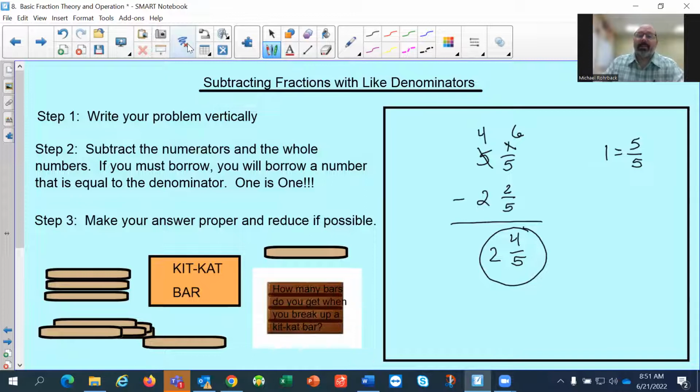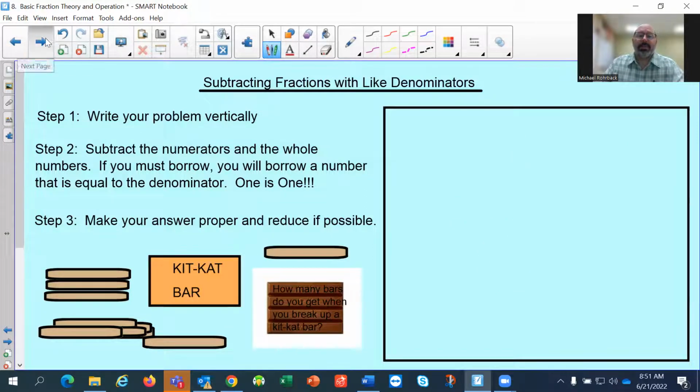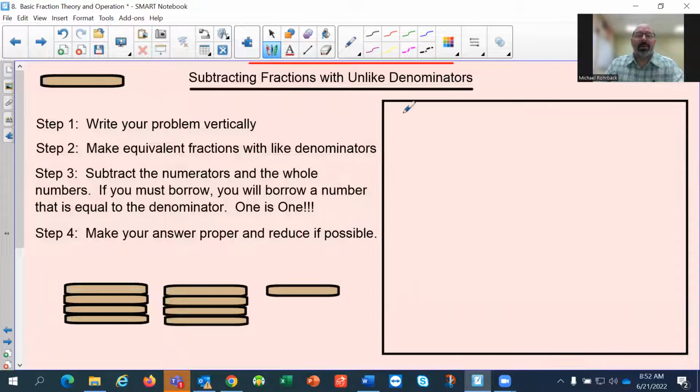All right, next step. Next step is to subtract fractions with unlike denominators. As you can see, I still have my Kit Kat bars here. So the only thing that we are going to add in this situation is we have to make common denominators. All right, like denominators, we have to do that. So in this case, we'll do, say, a 2 1/2 minus 1, and we'll do 4/5.